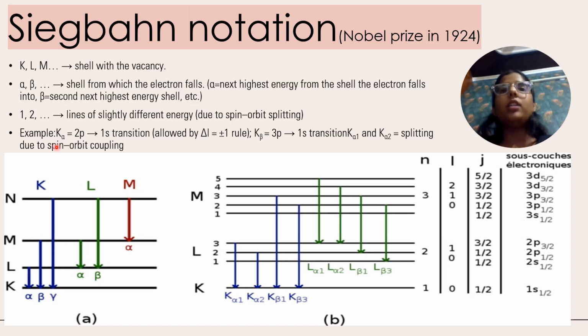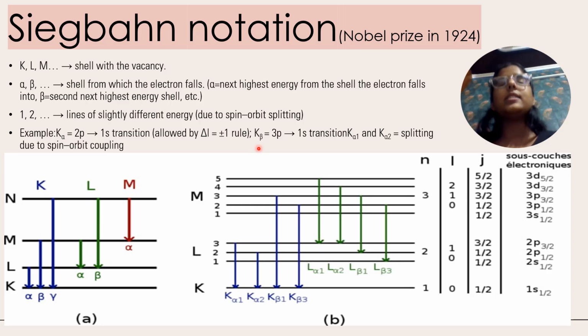So that is why K alpha means that the spectral transition is taking place between the 2p and 1s orbital of the atom, which gives rise to the X-ray characteristic radiation.